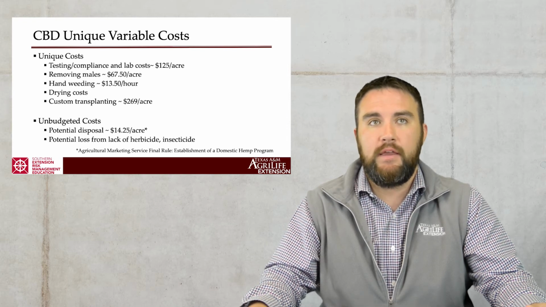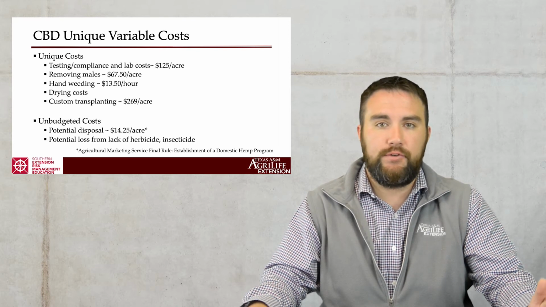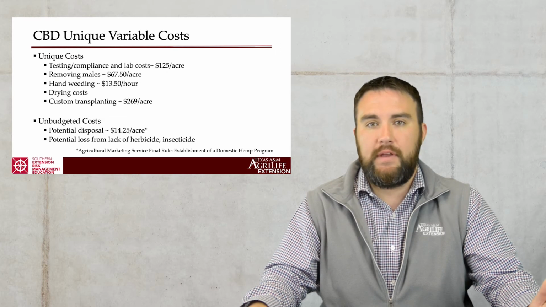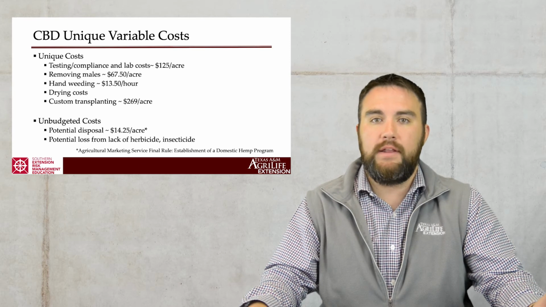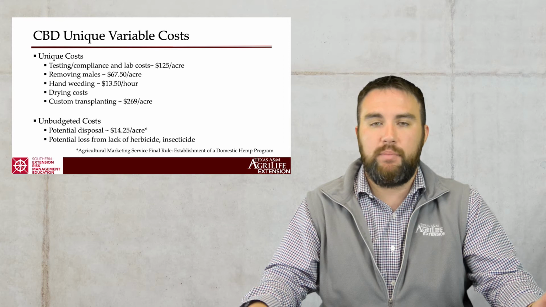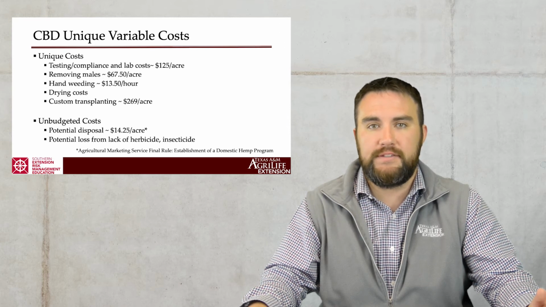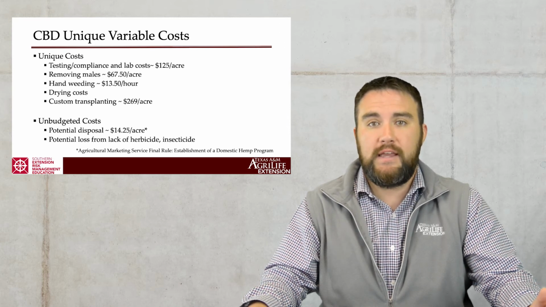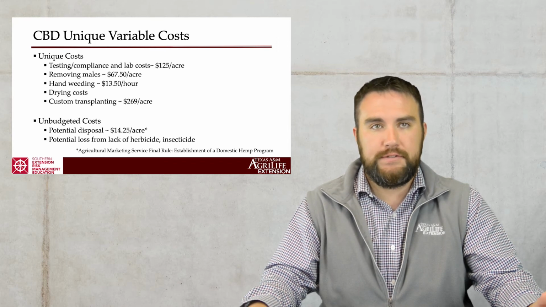Custom transplanting. We have two different budgets available on the CBD production model. One of them involves seeding directly into the ground, so drilling seed. But another option that's available on a smaller scale is custom transplanting. So are you going to buy already living plants from a supplier and have them custom transplanted into a very small plot acreage? That's going to be in the neighborhood of $270 an acre. We have an average price of $269 an acre estimated. So that's something to consider. It is a higher cost model, but it is also for smaller acreages.